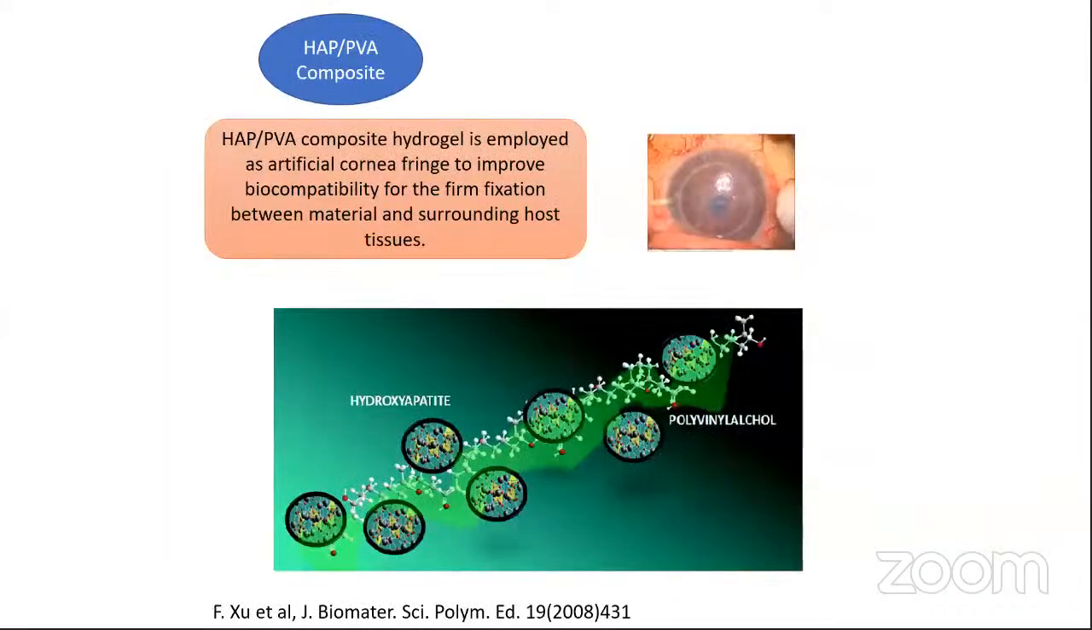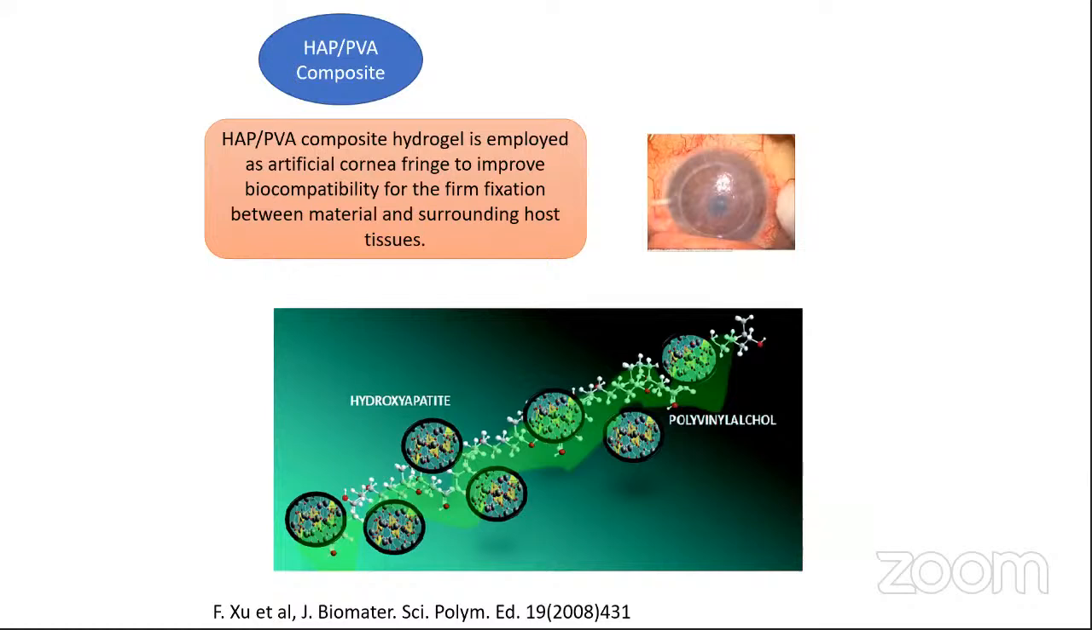Hydroxyapatite PVA composite is a hydrogel. It is employed as an artificial cornea fringe to improve biocompatibility for a firm fixation. In eyes, the cornea is there after the removal or any operative measures. For a firm fixation, we use a hydrogel, and that is a HAP hydroxyapatite PVA composite hydrogel. And that is used for the fixation between the material as well as surrounding host tissue.